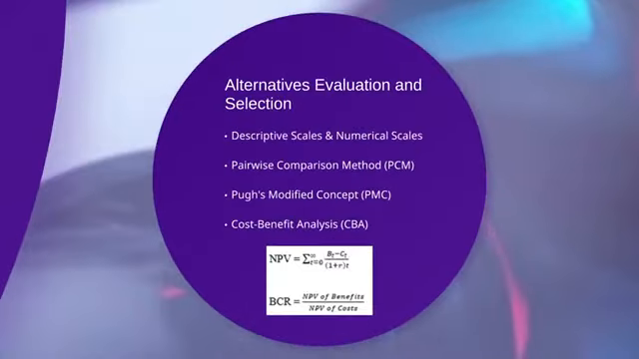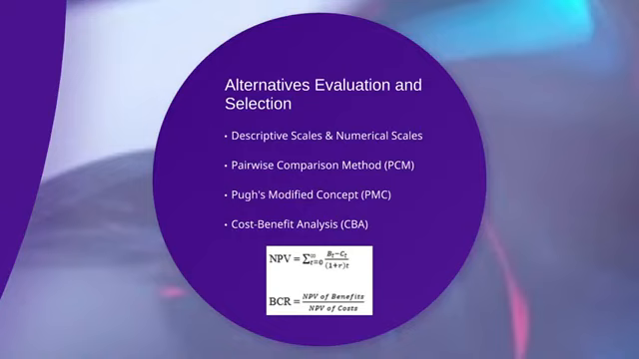So for the evaluation process, we can use descriptive scales and numerical scales. We can use the pairwise comparison method, as we later also describe in the methodology phase. The pairwise method assigns values to the cells and computes critical criteria totals, and then it gets a normalized weight for the equivalent criteria.